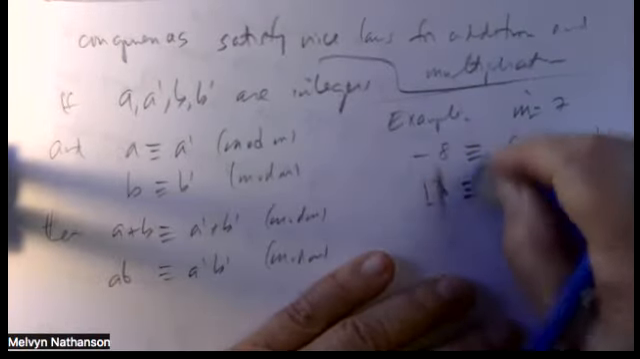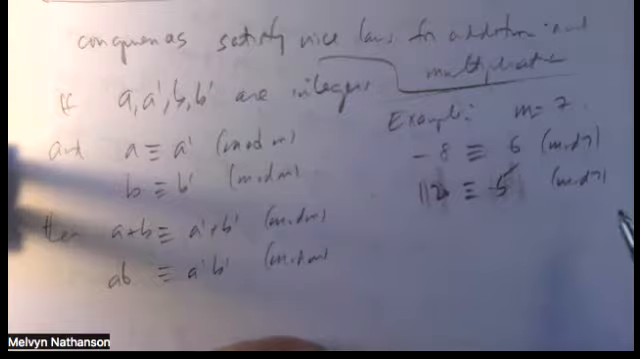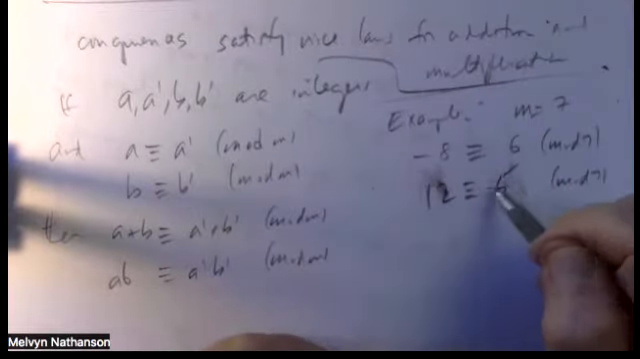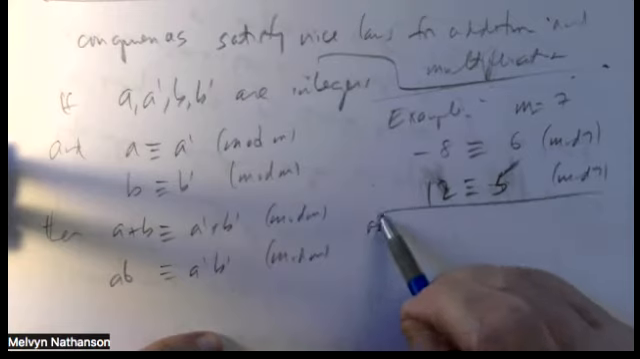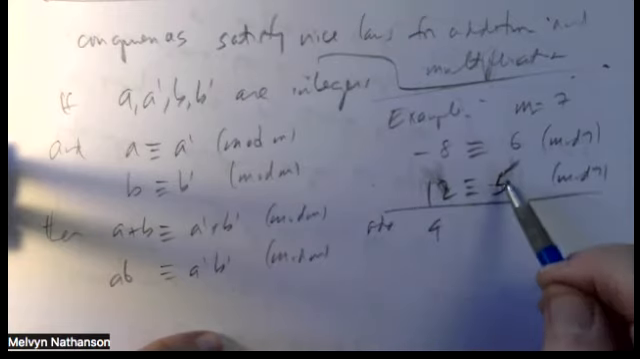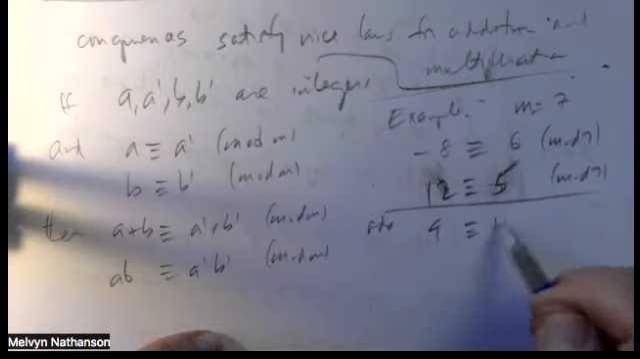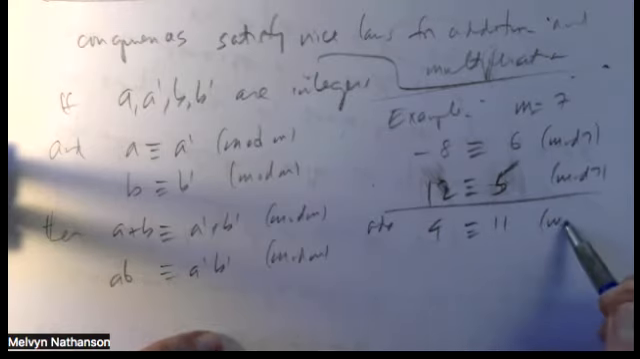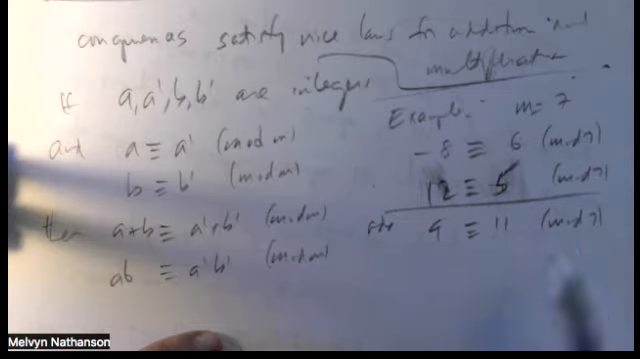Oh, let me pick something completely different. 12 is congruent to 5 mod 7, because 12 minus 5 is 7. So if I add, 12 minus 8 is 4, 5 plus 6 is 11, and 4 is congruent to 11 mod 7, because 4 minus 11 is minus 7.